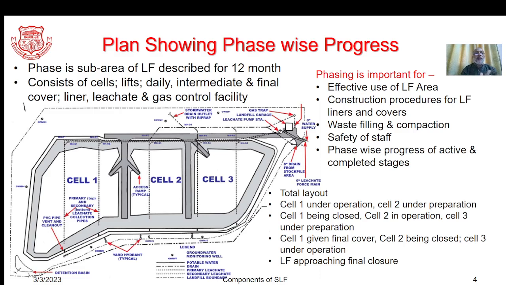So each of these particular phases consists of various cells, lifts, daily, intermediate as well as the final covers, liners, leachate as well as gas control facility. We'll discuss these particular cells, lifts and the cover mechanisms in a short while. But this phasing is very much important for the effective usage of the landfills.